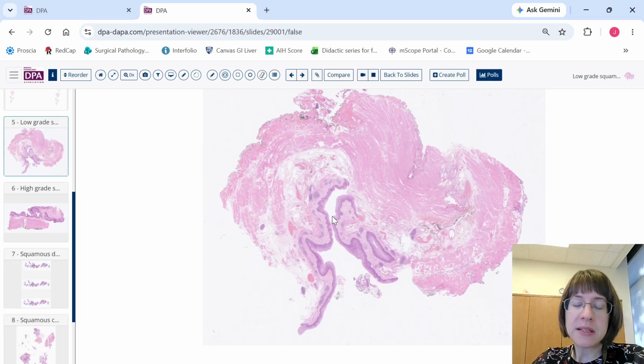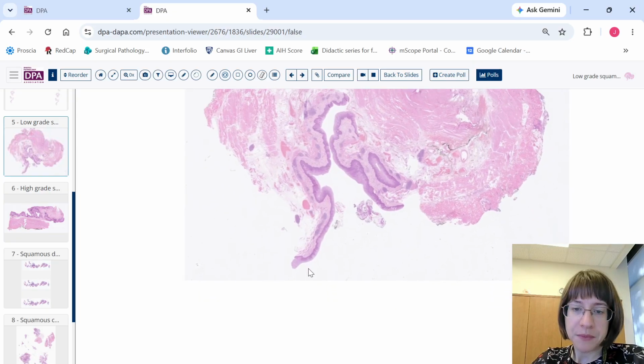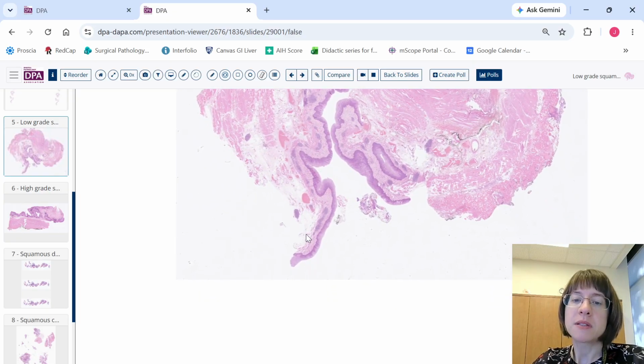So we're going to start with an example of low-grade squamous dysplasia. And again, we know that this patient has developed esophageal squamous cell carcinoma elsewhere.